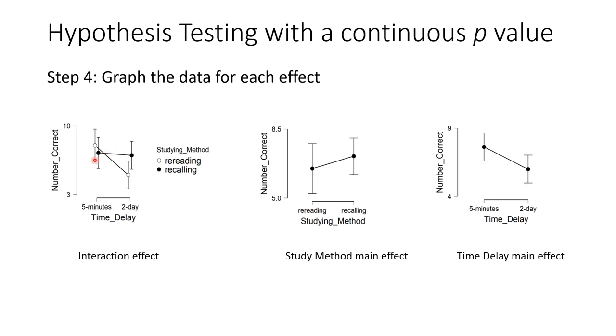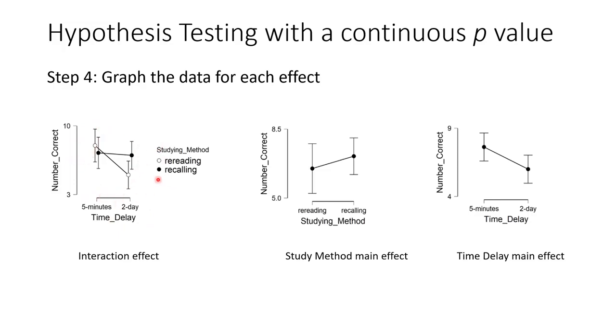If you look at it, it looks like you have 2 different stories to tell. If I ask the question, what's the best way to study? Well, at 5 minutes, you might say, well, it doesn't matter that much. They're pretty similar. However, at a 2-day time delay, it looks like trying to recall is much better than trying to reread. So that's what you mean by an interaction. If the answer to the question is what's the best, the answer is it depends. That's an interaction. And it looks like that's what we're going to get here.